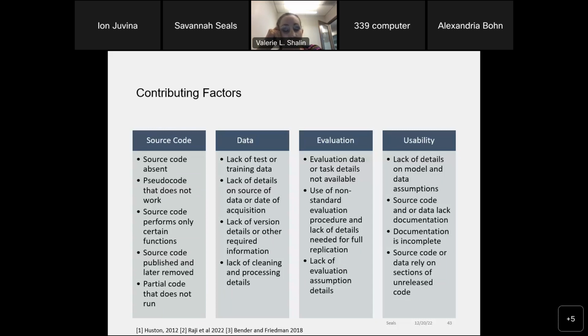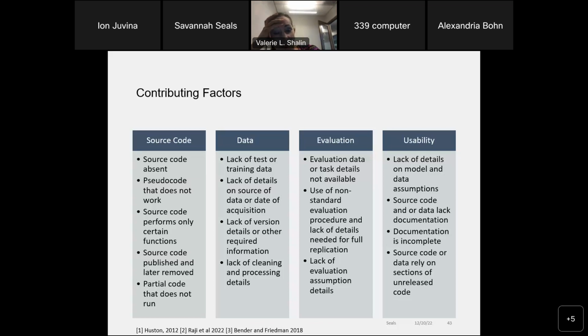We didn't provide the training data. We didn't tell you where we got the data or anything about it. We are missing data version details or other required information. One example: I saw a paper recently that said we used 2018 Wikipedia data. Well, if you go to the Wikipedia data repository and try to download 2018 Wikipedia data, there are like 26 versions of that. I can't reproduce exactly what you did because you didn't tell me that you downloaded Wikipedia data on, say, December 18th, 2018.